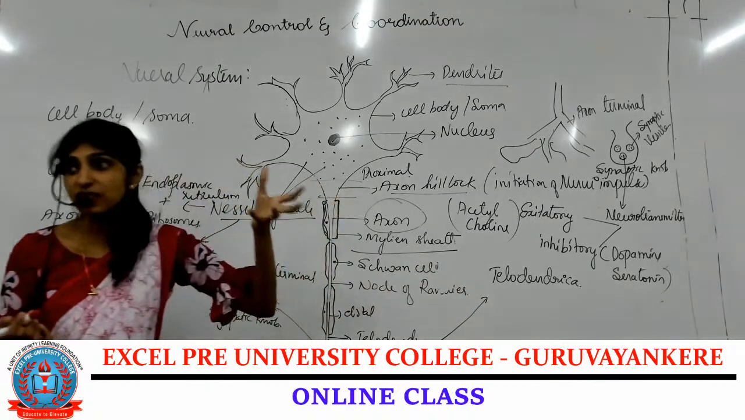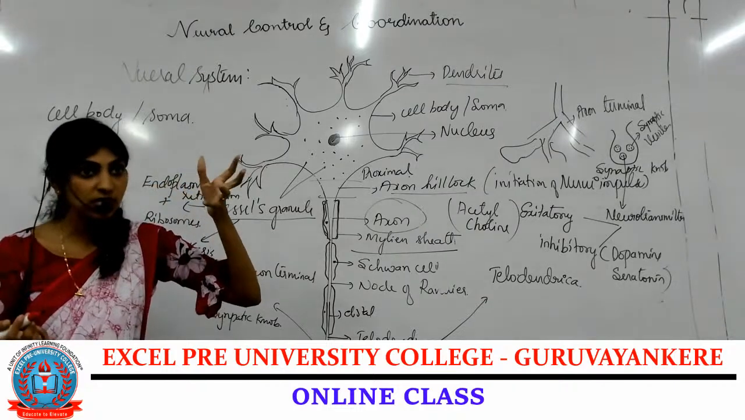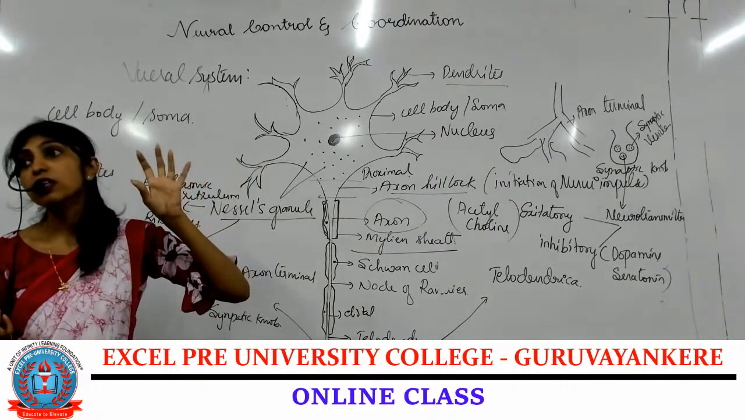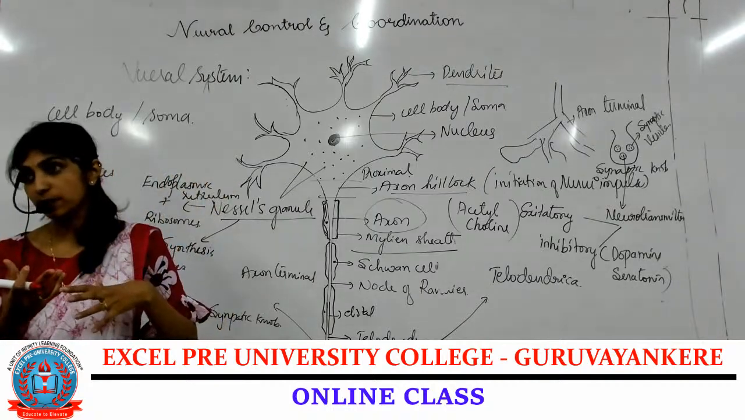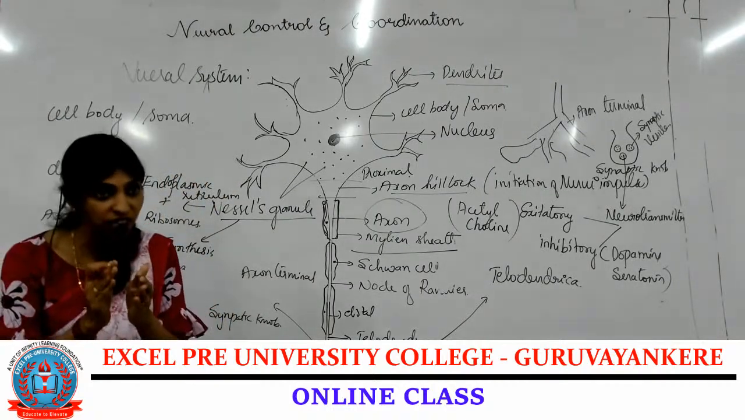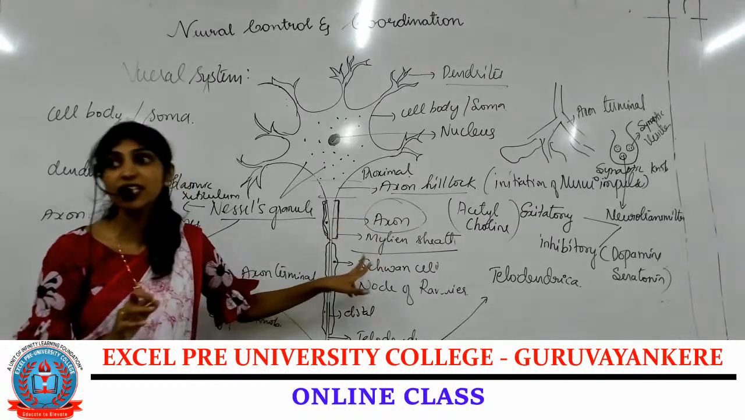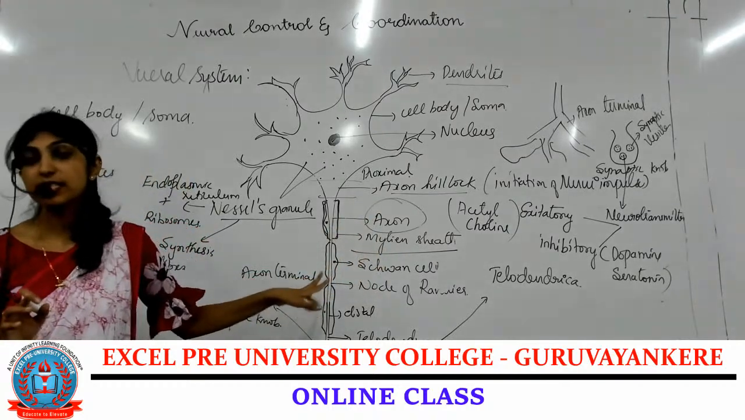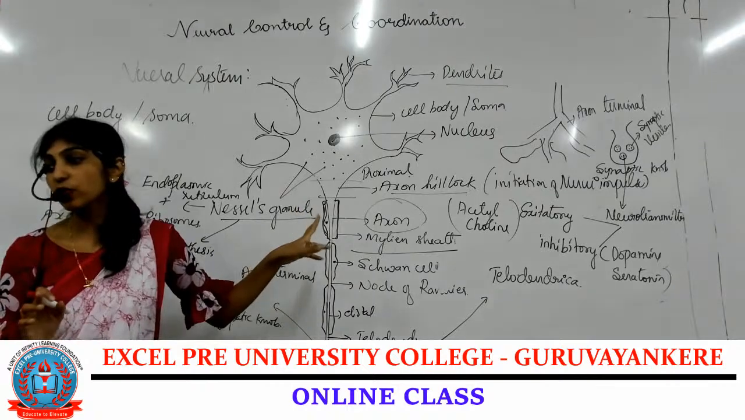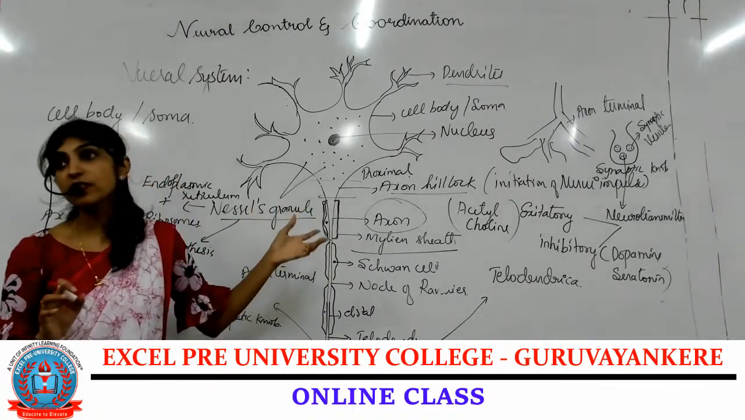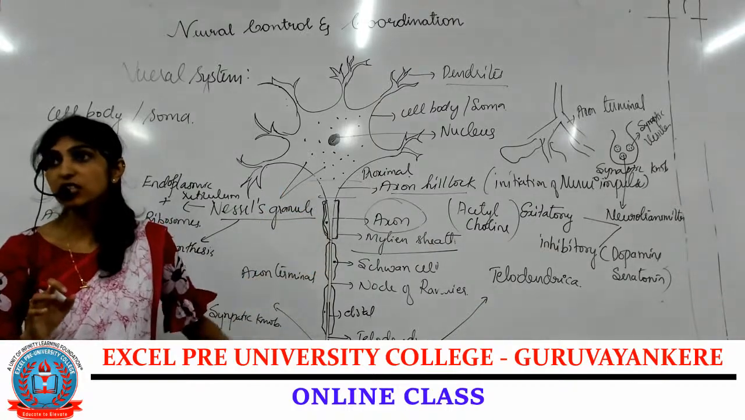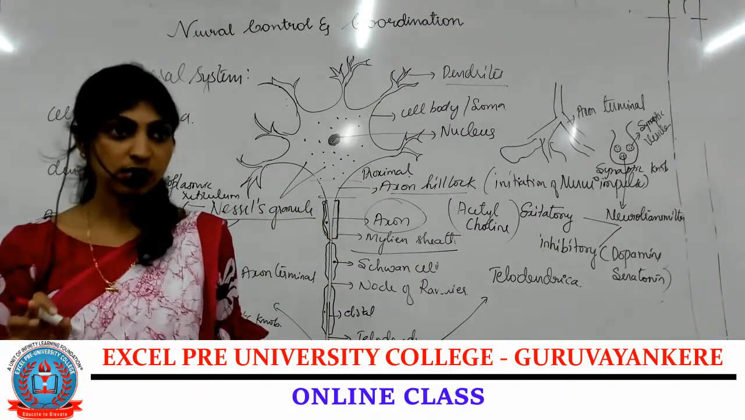But in the central nervous system, there are oligodendrocytes. They produce this myelin sheath. In the peripheral nervous system, who synthesizes the myelin sheath? Schwann cells. In the central nervous system, who will synthesize the myelin sheath? Oligodendrocytes. Is that clear?